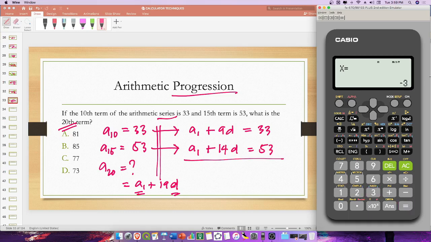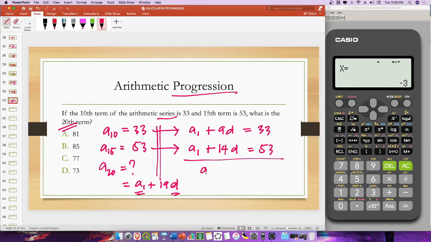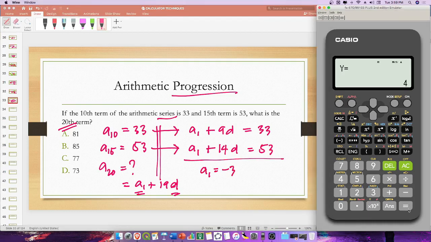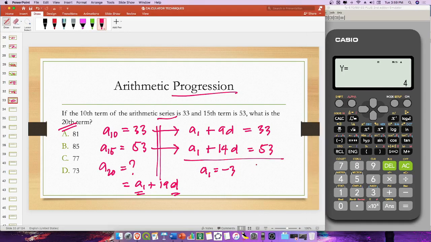Now that's the value of your x. X is your a1, so that is your a1. So a1 is equal to negative 3. Press equal sign again. That's your y. So y is your common difference, which is 4. So meaning the series started at negative 3.